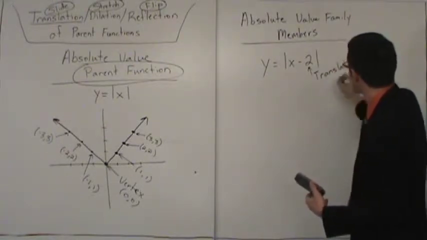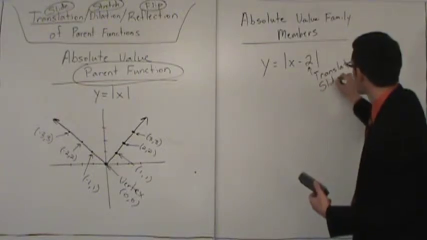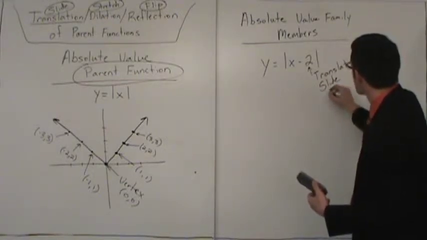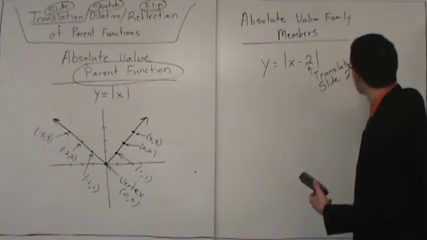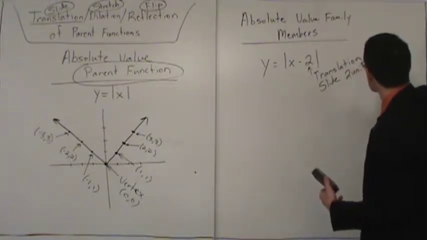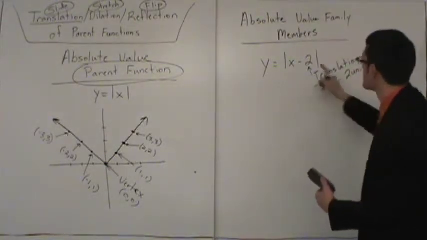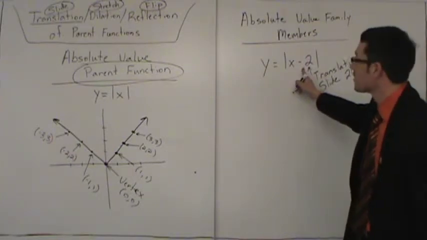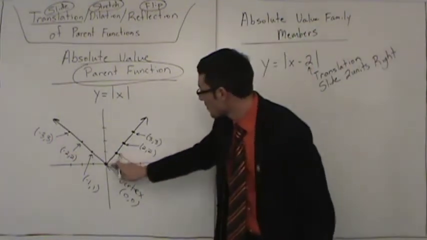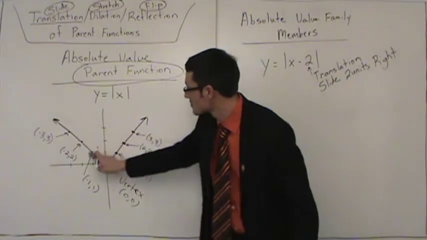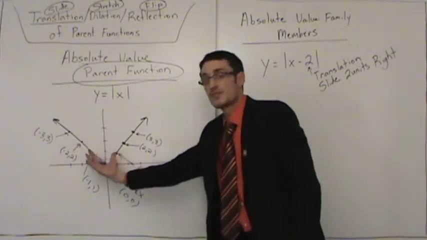Again, I've already told you translation is a slide. Okay, and we are sliding where? 2 units right. Okay, so this results in a slide 2 units to the right. What this means is that every point on the parent function will slide 2 units to the right.